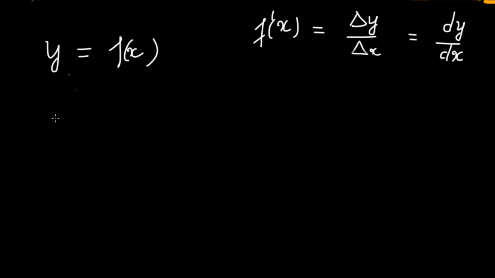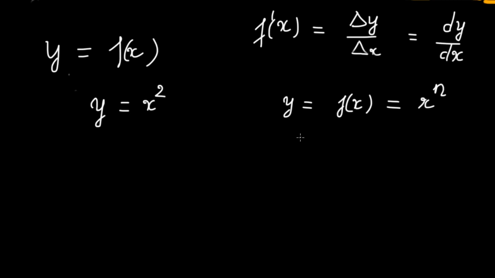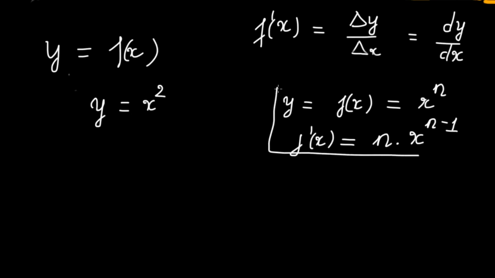What if we want to find the derivative of y equal x squared? There's a formula that I want to show you. If we have the function y equal f of x equal x to the n, so the derivative f prime of x will be equal to n times x to the n minus 1. This is the formula.